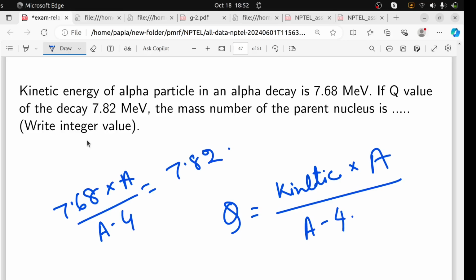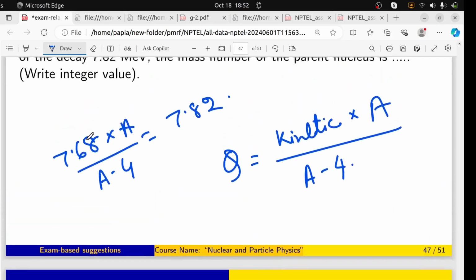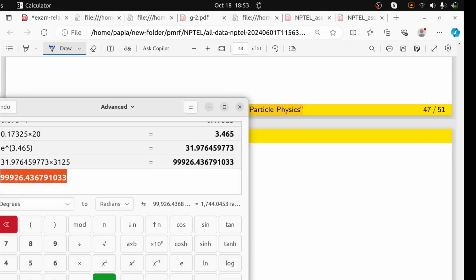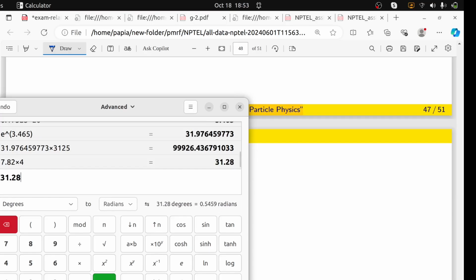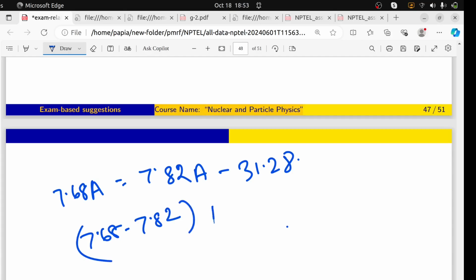So now you can calculate the value of A. Maybe I can write it also. This is 7.82, 7.82A minus 7.82 into 4. You just need to calculate that one. 7.82 into 4, 31.28. So 7.68 minus 7.82, A is minus 31.28. Obviously you can see that there is the minus problem.